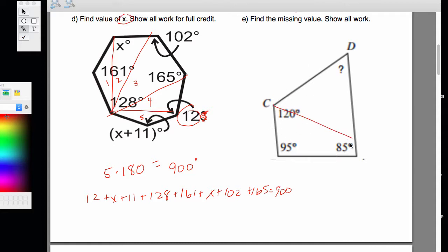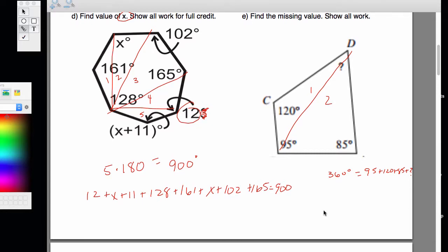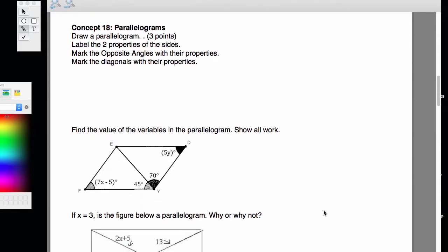Same thing here. Start at one of the angles. I've got 1, 2 triangles, so my total is 360 degrees. 360 equals 95 plus 120 plus 85 plus question mark. Okay, and solve that for your question mark. So those are all based on polygon angles.